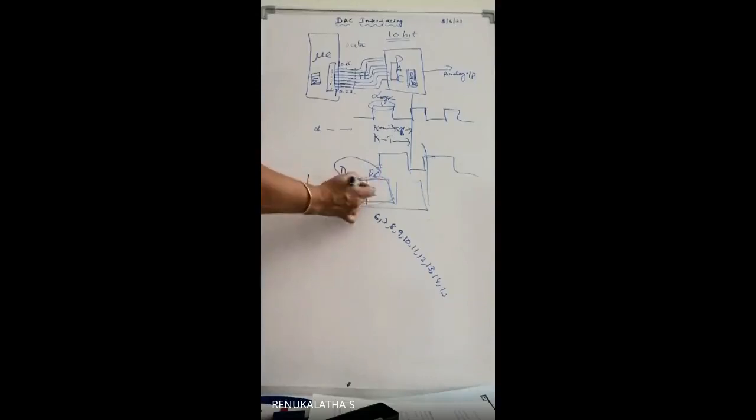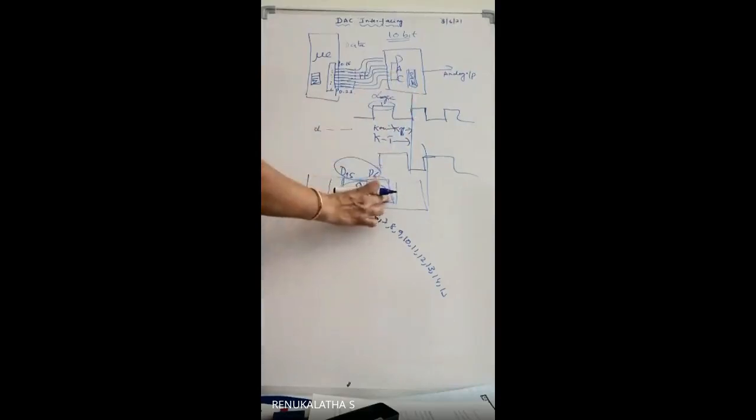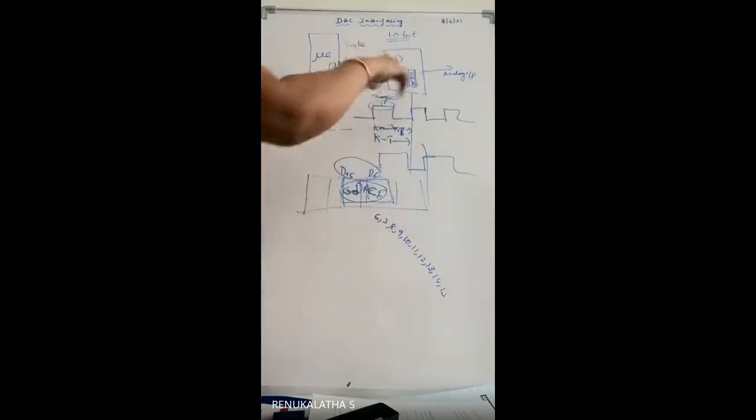So this 00FF, one F is 4 bits, the other F is another 4 bits. Totally 10 bits will come and sit in this DAC register, and then this DAC circuit will take the data from this DAC register, and that will be converted into the equivalent analog output. Follow this? How actually the things are done?